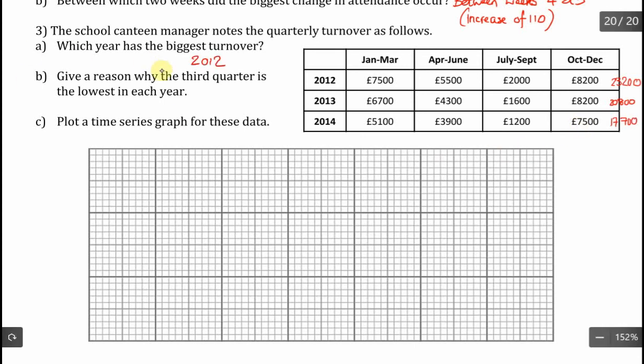Give a reason why the third quarter is the lowest in each year. Okay, well, if this is about a school canteen, can you come up with a reason why July to September would have the lowest income? Well, if you think about the school holidays, they go during that period, don't they? Almost all of August and part of July is holiday, so that's why the school canteen takes less.